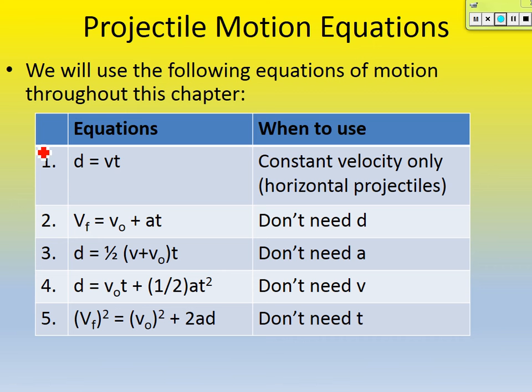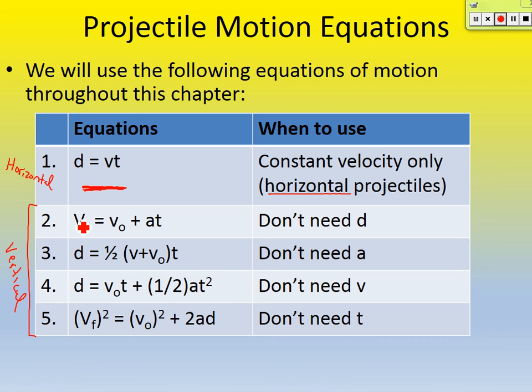You use equation number 1 only when you're considering the horizontal motion. So I would like you to make a little note on your guided notes. This is just a horizontal equation. So only use it when you're considering the projectile's horizontal motion, and that is left and right. The other four equations, so 2, 3, 4, and 5, these are our vertical equations. So when you're considering its vertical motion, we're going to use equation number 2, 3, 4, and 5. Okay, let's briefly go over them.